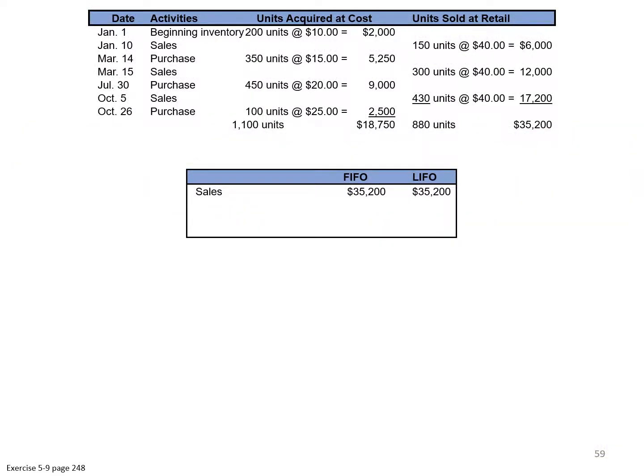So if we compute our gross margin under that method, FIFO and LIFO methods, we know what our sales are because they tell us that. So back to a couple slides ago, we computed that our cost of goods sold under the FIFO method was $13,850. Our cost of goods sold just on this previous slide under the LIFO method was $14,600. So our gross margin under FIFO is $21,350, or our gross margin under LIFO is $20,600.